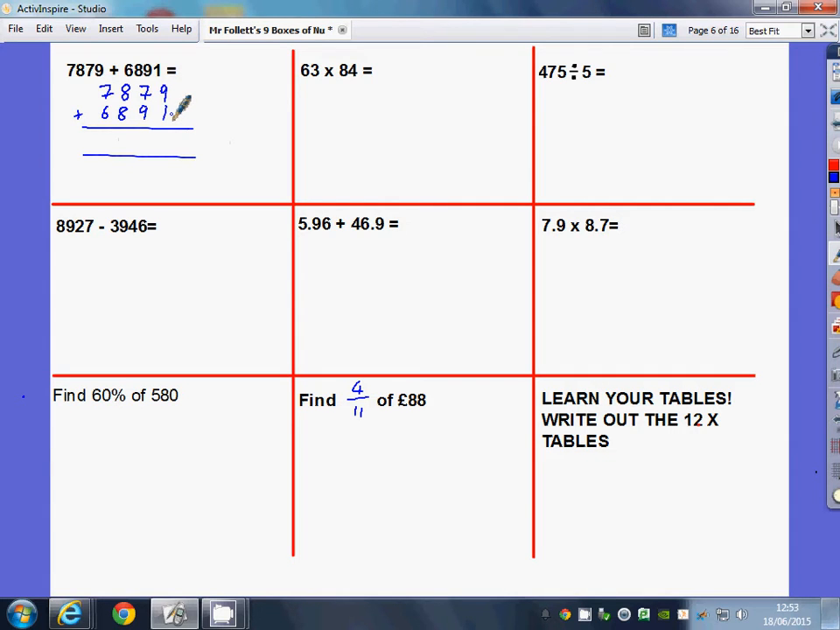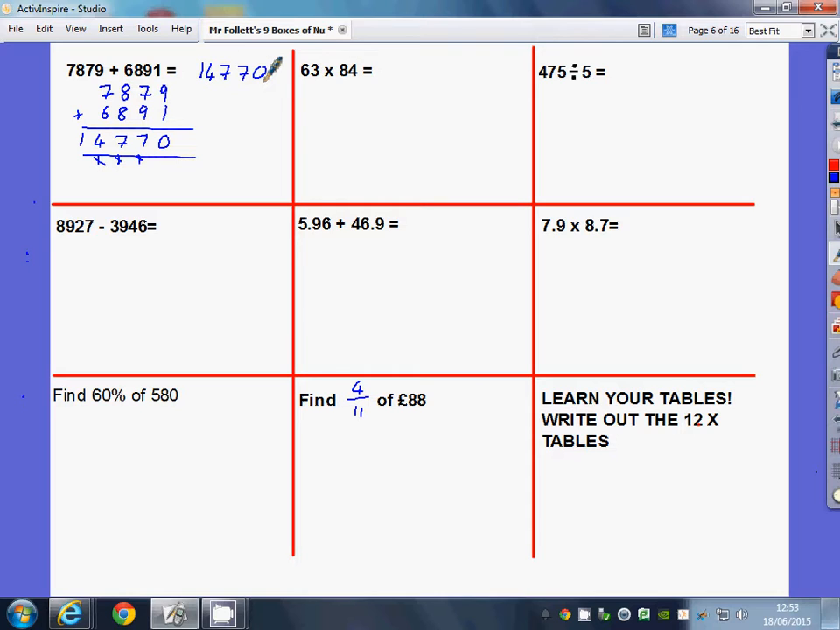So 9 plus 1, we always start from the right hand side, don't we? 9 plus 1 is 10, so the 0 goes in there and we carry the 1. 7 add 9 is 16, add that one there is 17. 8 add 8 is 16, add the carried one is also 17. 7 add 6 is 13, add the 1 gives us 14. So the actual answer there is 14,770.